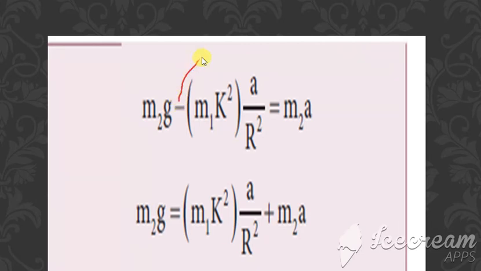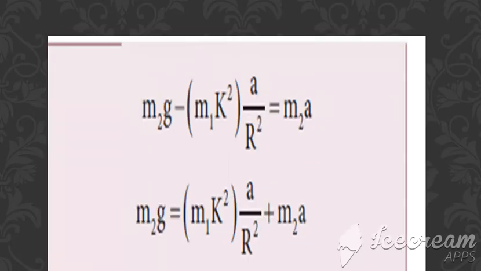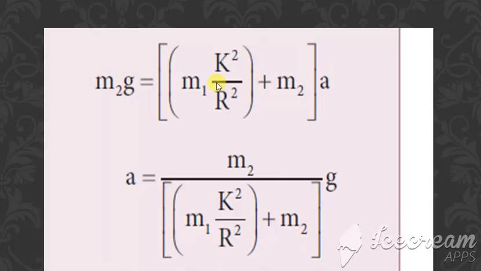Now bring this minus term to this side. So this becomes plus. So M1 into K square a divided by R square. Clear? Now among these two terms take a outside. Here there is an a, and here also there is an a. So taking a common outside, we get m1 into k square by r square plus m2 into a. Now we need the value of a alone, so bringing all these terms down, we get m2 divided by m1 k square by r square plus m2 into g.